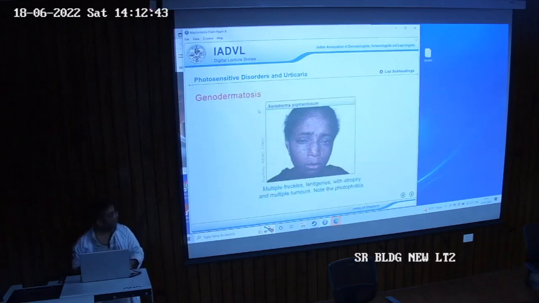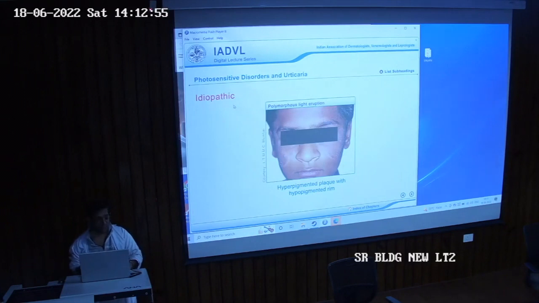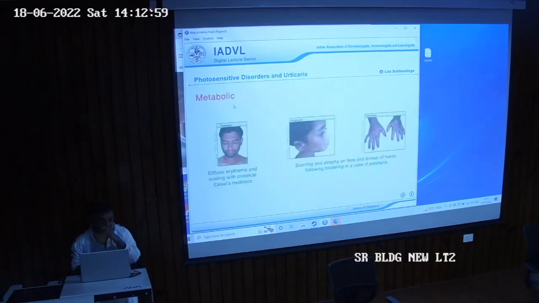So here's a photograph of genodermatosis showing multiple freckles, lentigines with atrophy, and multiple tumors. Then polymorphic light eruption, which is idiopathic. This is characterized by hyperpigmented plaque with hyperpigmented rim. Then metabolic: diffuse erythema and scaling with classical Casal's necklace as seen in pellagra. Pellagra is due to which vitamin deficiency?